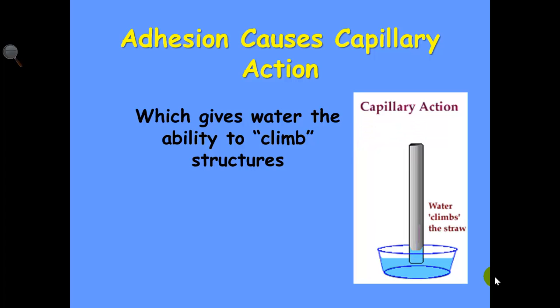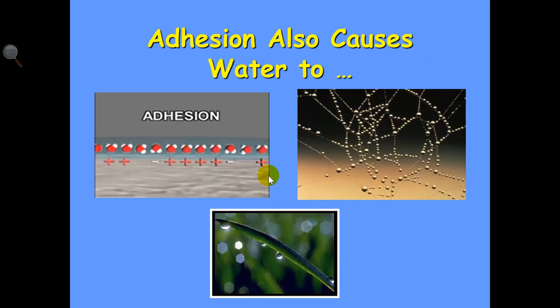We said earlier, adhesion causes capillary action. This is an example over here of a straw being put into a cup of water, and as the straw is put into the water, you see the water rising up the straw, kind of towing itself up the straw. So the whole thing is that capillary action gives water the ability to climb structures. Same thing if you put a paper towel in a little container of water and just dip it in like that straw, you'll see the water start to tow itself up the paper towel as well.